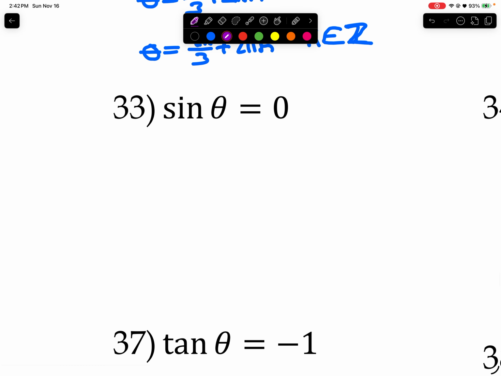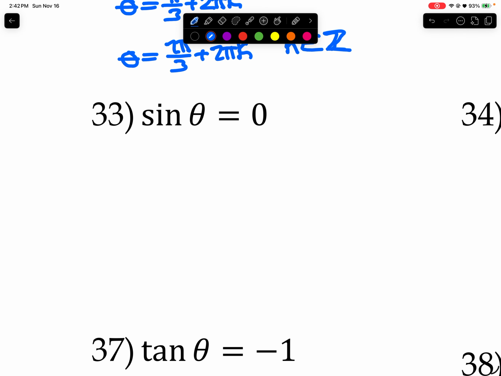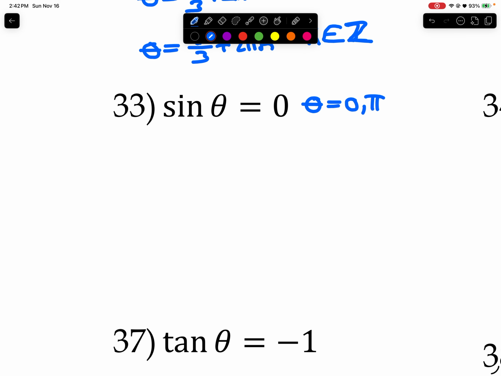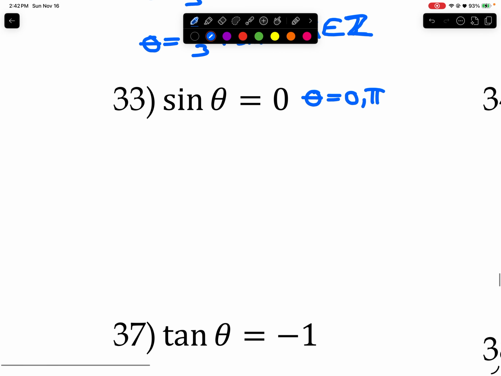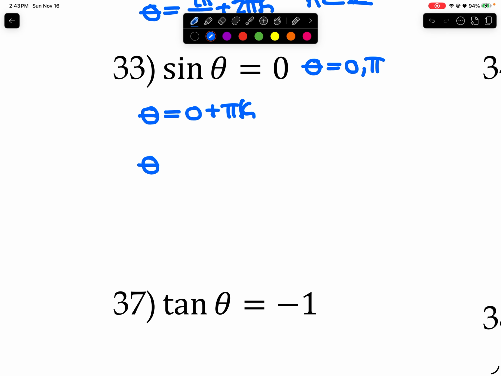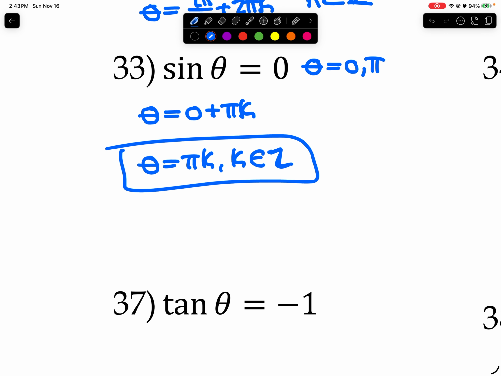Okay, I'm going to do a few more. So sine of theta equals 0, so where sine is equal to 0. This is going to happen at 0 and pi. So ask yourself, 0 and pi, are those across from each other? If yes, one equation with pi k. If not, two equations, 2 pi k. So 0 and pi are across from each other, so we want just one equation with pi k. And then I can rewrite 0 plus pi k as just theta equals pi k, where k is an element of the integers. So this is the equation we would want.